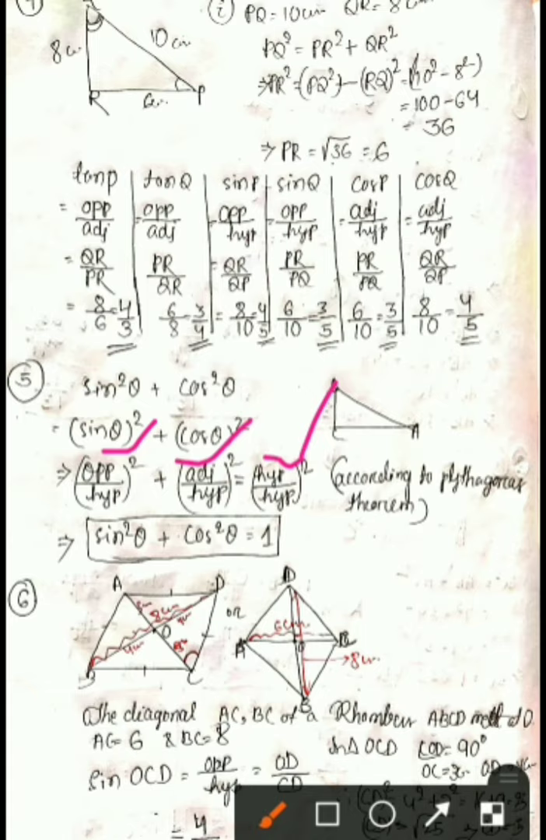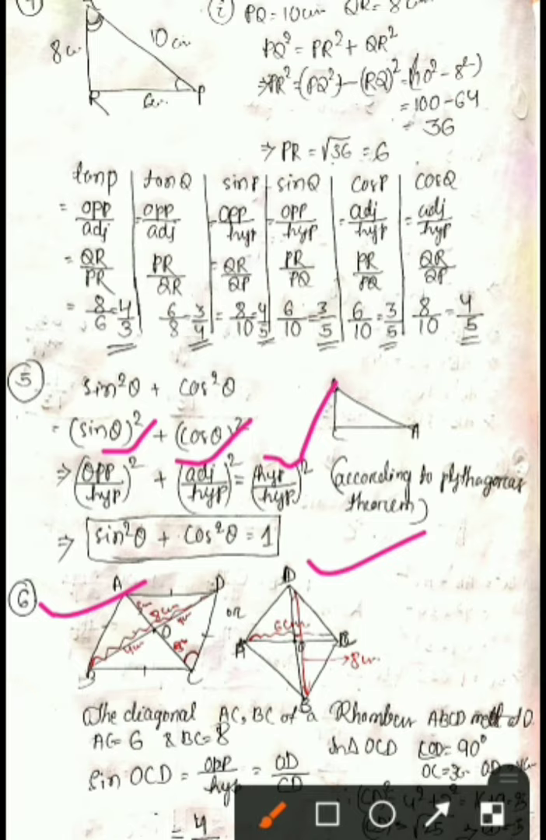Now let's go to question number 6. The diagonals AC, BD of a rhombus ABCD meet at point O. If AC equal to 6 and BD equal to 8, find sin OCD. So students, two figures you can see here. You can draw the figure like this or like this, where all the sides will be equal, and the diagonals will intersect each other.